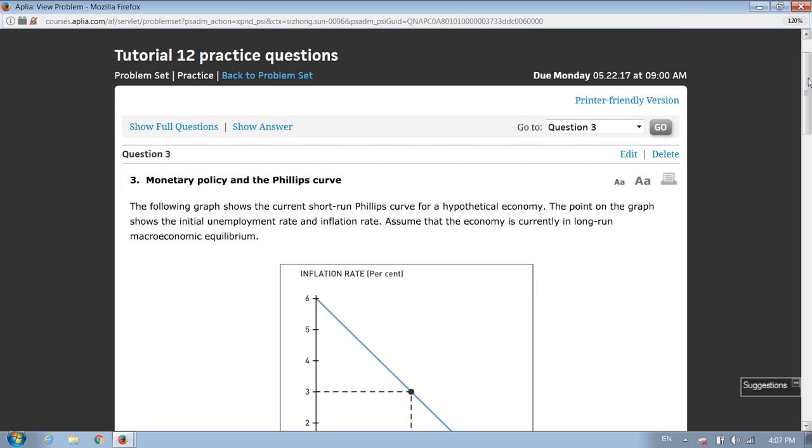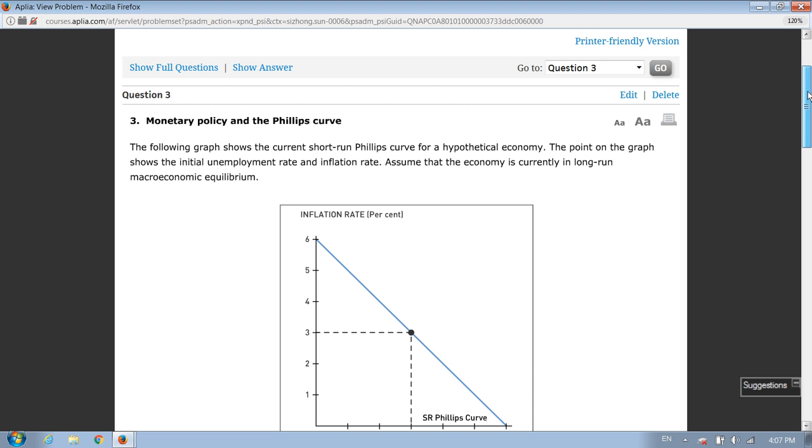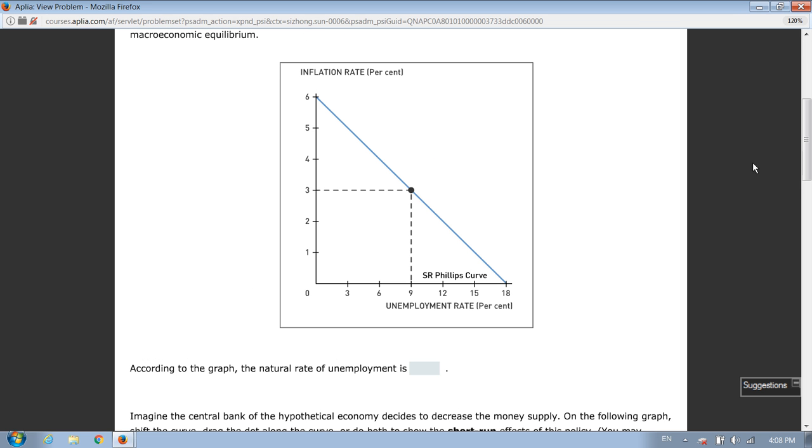Monetary policy and the Phillips curve. The following graph shows the current short-run Phillips curve for a hypothetical economy. The point on the graph shows the initial unemployment rate and inflation rate. Assume that the economy is currently in the long-run macroeconomic equilibrium. So we can read from the graph that the natural rate of unemployment is 9%.